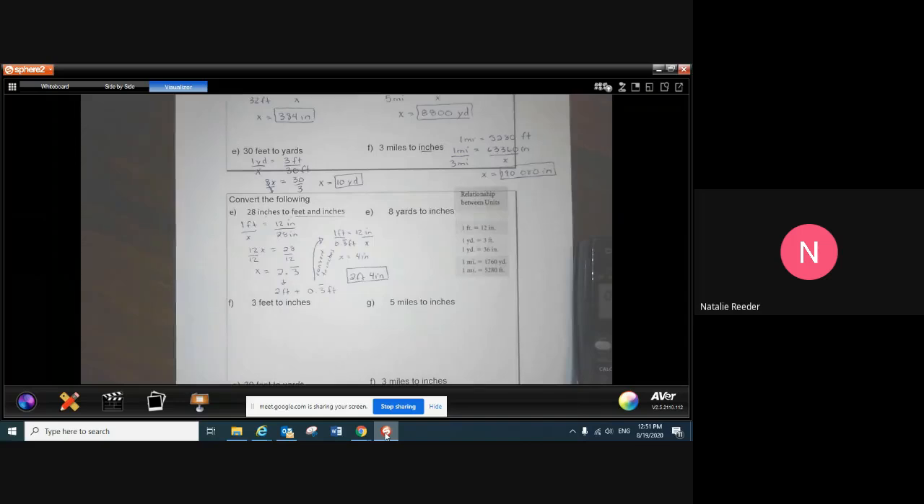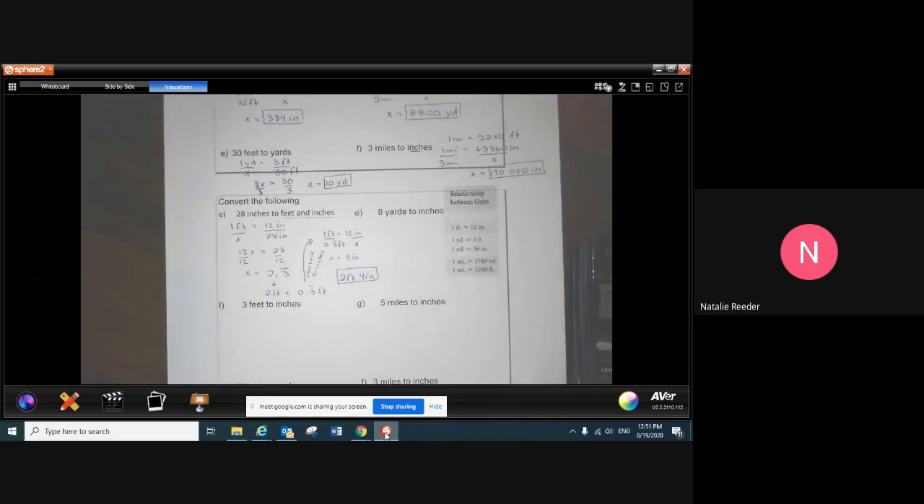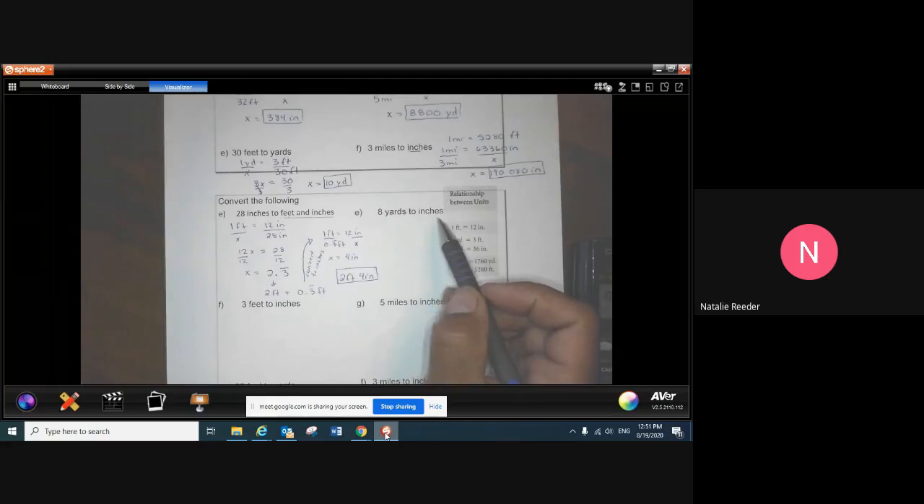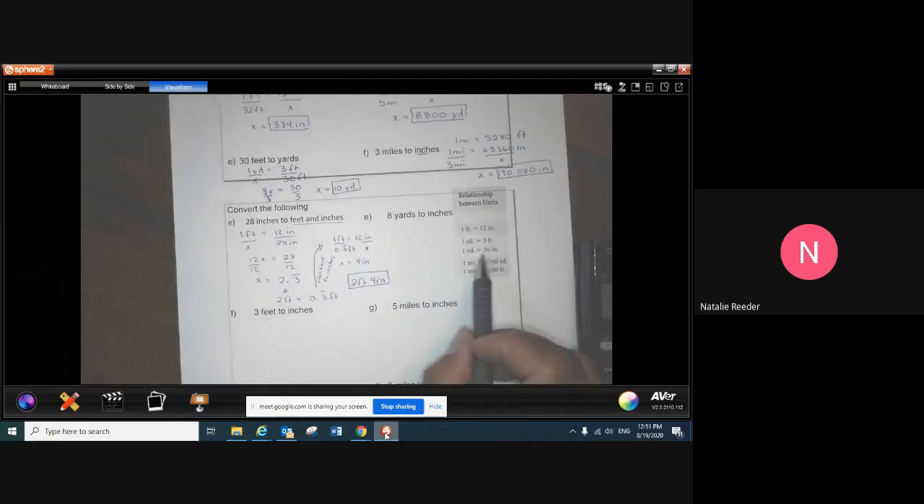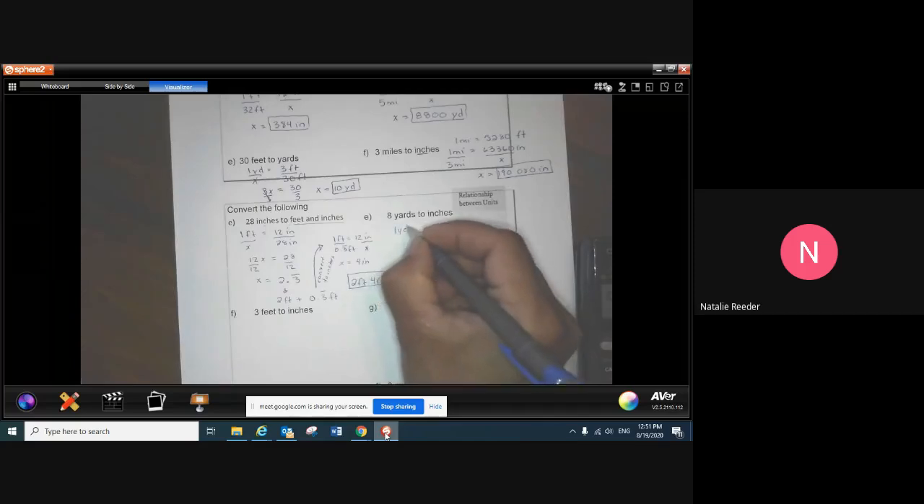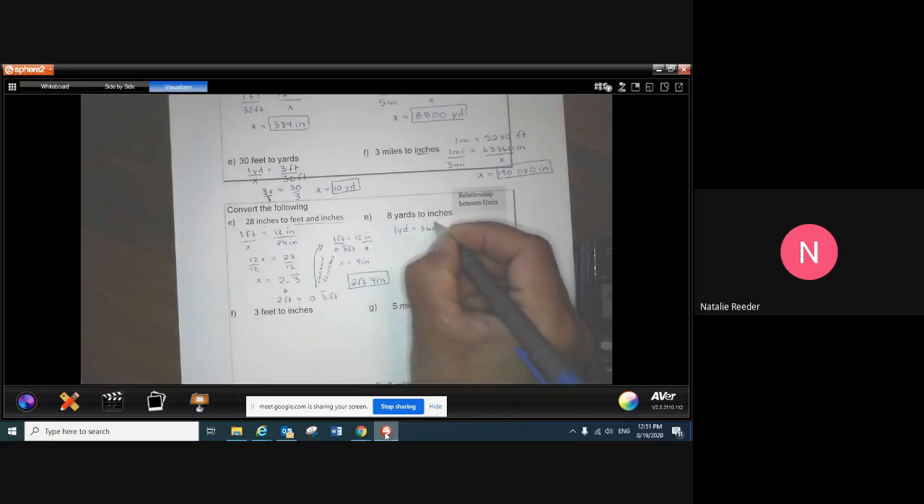All right, that's the complicated one. The other ones are not that bad. So now this next one says 8 yards to inches. So the conversion factor we need is yard to inches. It's written here: 1 yard is equal to 36 inches.